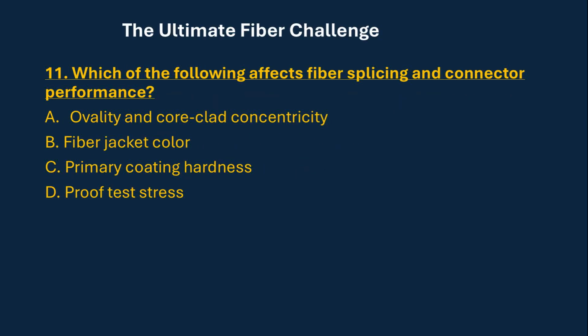11. Which of the following affects fiber splicing and connector performance? A. Ovality and core clad concentricity. B. Fiber jacket color. C. Primary coating hardness. D. Proof test stress. The correct answer is A. Ovality and core clad concentricity affect splice and connector performance.